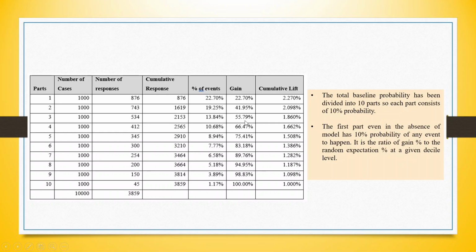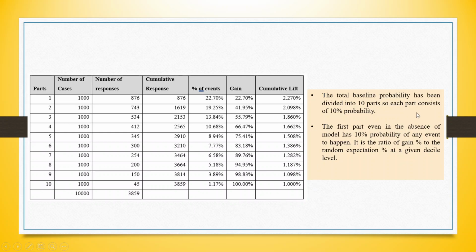The gain can be calculated directly also on the basis of cumulative response. 2153 divided by 3859 will give me the same figure of 55.79 percentage. Now, this 22.7 percentage is for part 1, where we are having 10%. So 22.7 divided by 10% will give me the cumulative lift of 2.27. Here 41.95 is part 2, so 41.95 divided by 20 will give me the cumulative lift of 2.098. So this is the way cumulative lift is calculated.